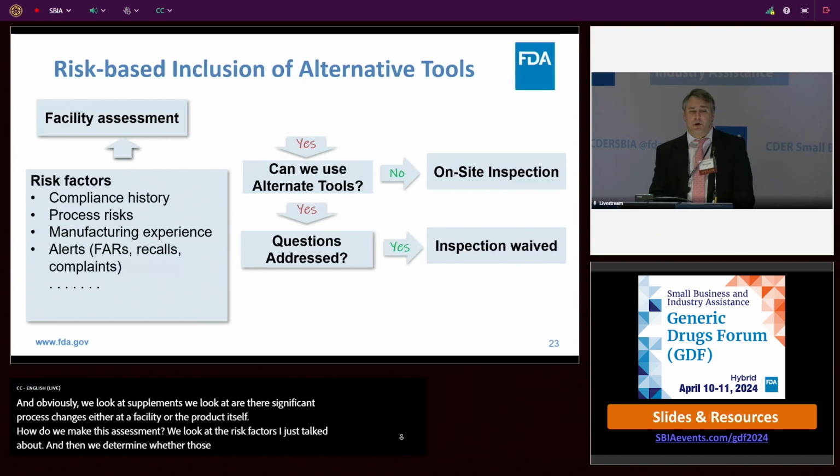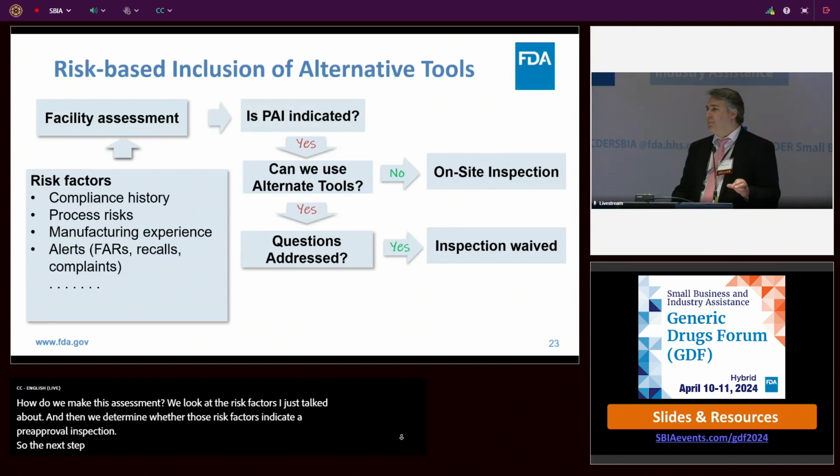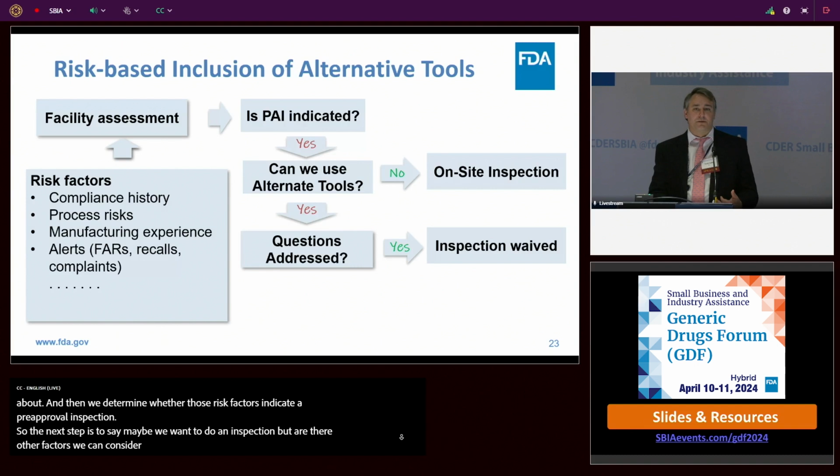The next step is to say, well, maybe we want to do an inspection, but are there other factors we can consider to then, rather than doing an inspection on site, request records from the facility and evaluate the facility through an alternative tool.